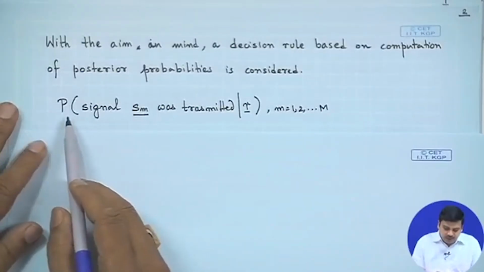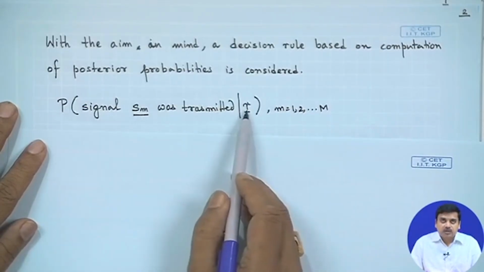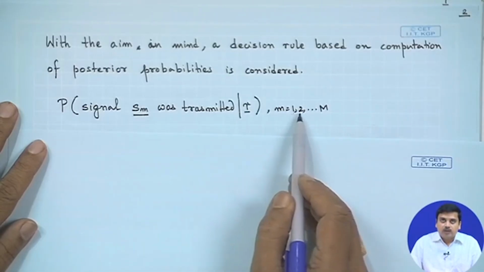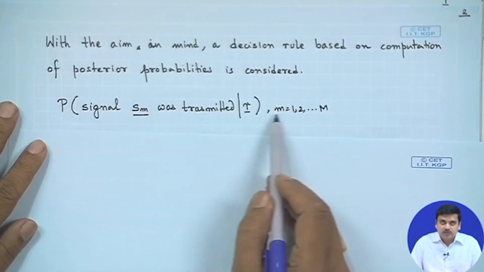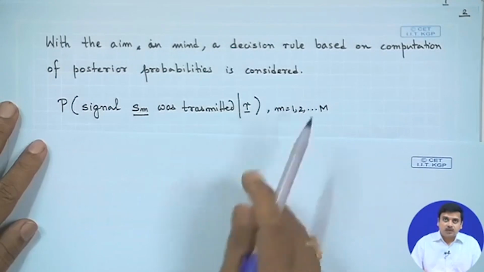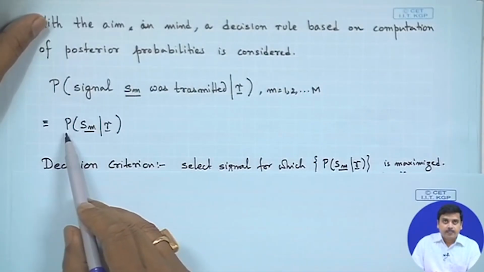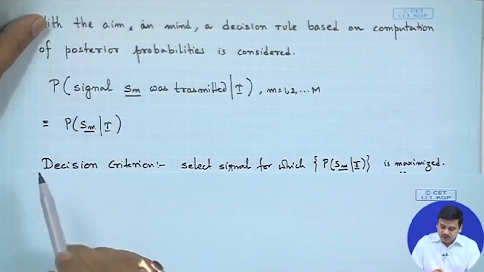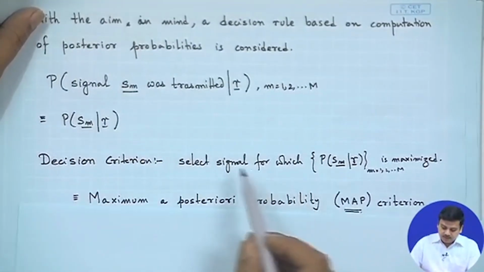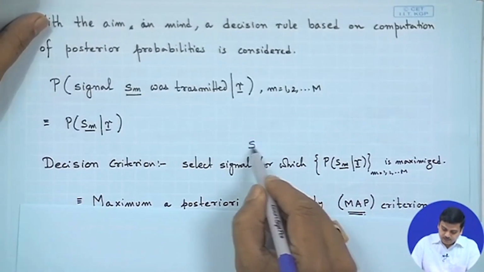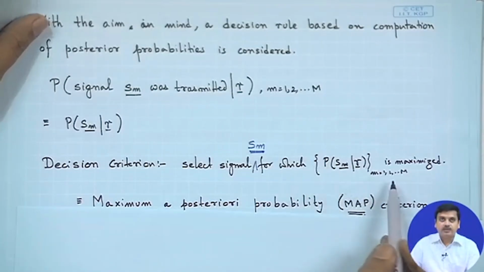So we basically have to calculate the probability that signal Sm was transmitted based on r, where m could be 1, 2 up to capital M. That means you have to calculate these probabilities for each of the possible signals based on the observation r, and so we indicate these probabilities as P(Sm | r). So this is the notation that we use, and the decision criteria is to select the signal Sm for which this probability is maximized.